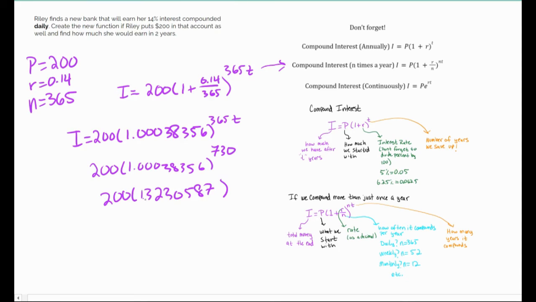And what we're doing from here is multiplying it by 200. Again, if you round that number and then multiply, you might get a little bit different of an answer. But once I multiply that after 2 years, we find that Riley will have a total of $264.61. And I'm rounding to the nearest cent here. So be careful with the rounding. Otherwise, you should get 264 and 61 cents.